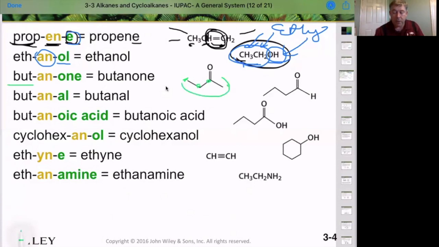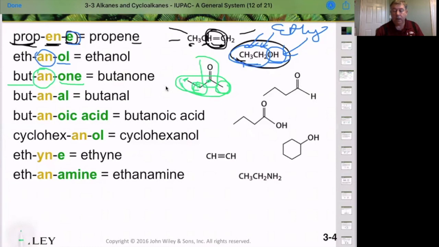We have no carbon-carbon double bonds, so that gives us an AN for an alkane, but we have a carbonyl here. And this carbonyl has a carbon bonded to this side and a carbon bonded to this side, which turns it into a ketone. That's one of the functional groups we talked about on the last set of slides. And so we have ONE at the end.